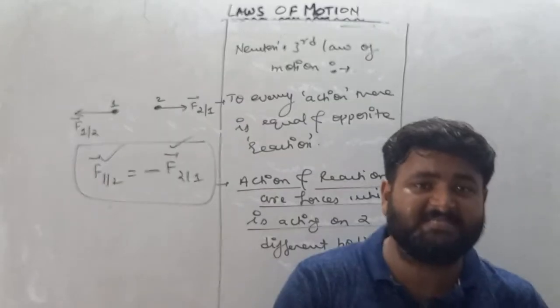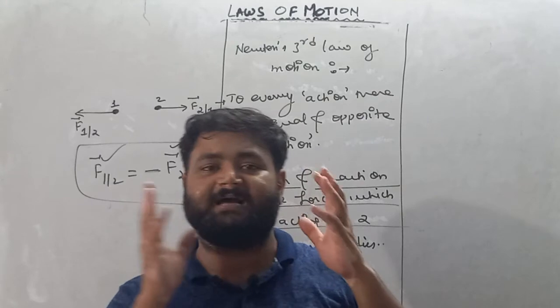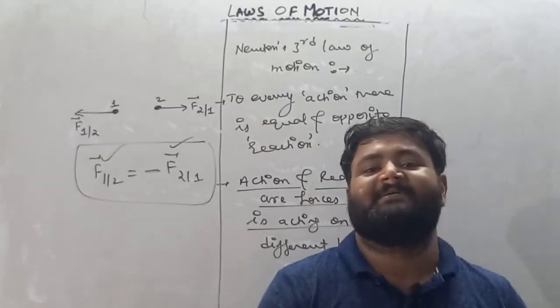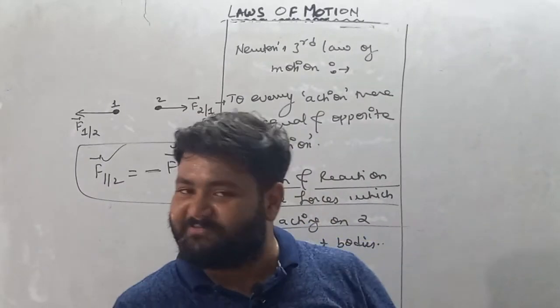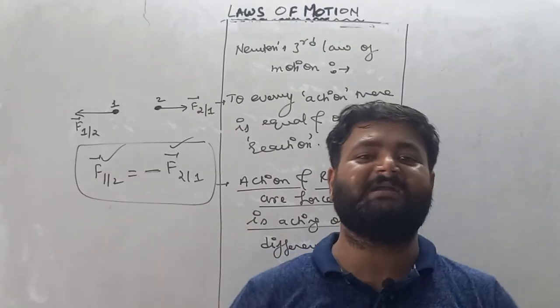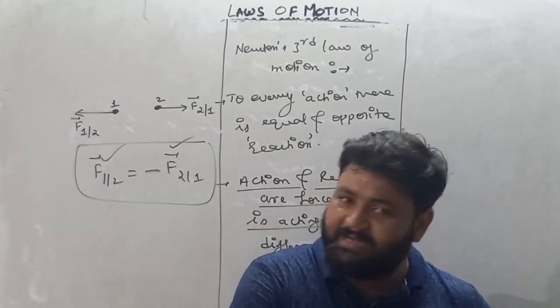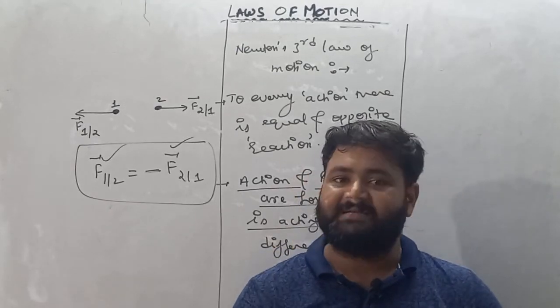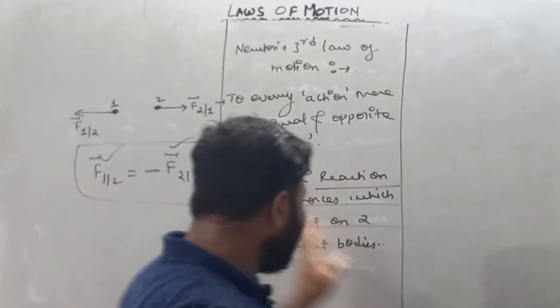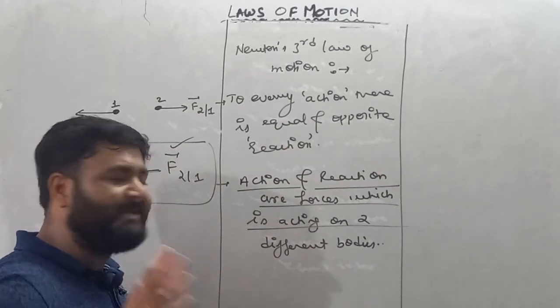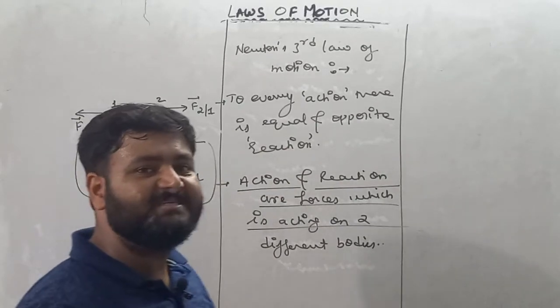The third law of motion says to every action there is an equal and opposite reaction. Action and reaction is nothing but force. If you apply force on any body, then that body also applies force on you, equal in magnitude and opposite in direction. So remember, action and reaction are nothing but forces, and these forces are acting on two different bodies.